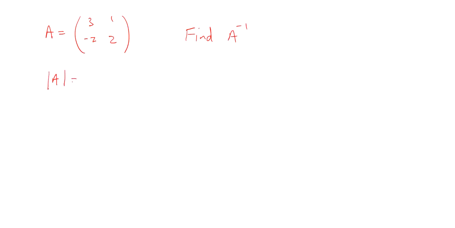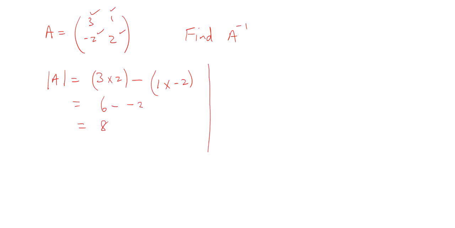So the determinant of the matrix is AD minus BC. So it's this term by this term, 3 multiplied by 2, minus this by this. Okay, so it's 3 by 2 minus 1 multiplied by minus 2, and this will give me 6 minus, and 1 by minus 2 is minus 2, so this will give me 8, right? 6 minus minus 2 is the same as saying 6 plus 2, which is 8.